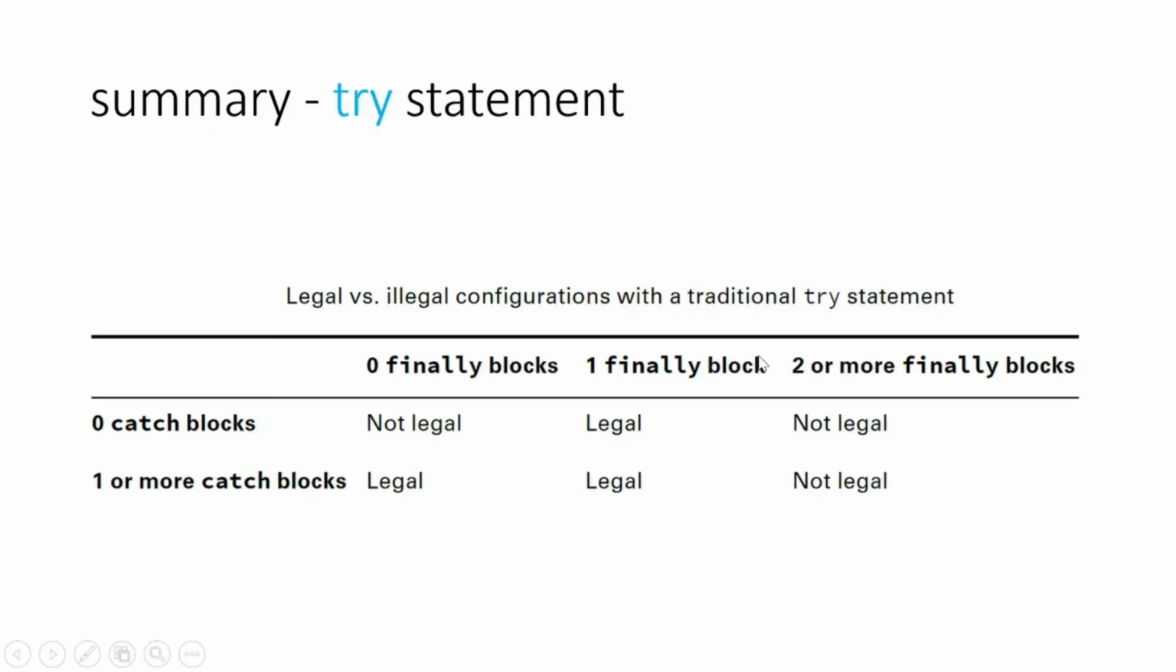Next is a summary of the try statement. Legal versus illegal configuration with a traditional try statement. It is not legal for a try statement to be completely alone without any catch or finally block. Yes, we could have one or more catch blocks and only one finally block. Okay, we cannot have 2 or more finally blocks. So as we have seen, this is a summary for that.